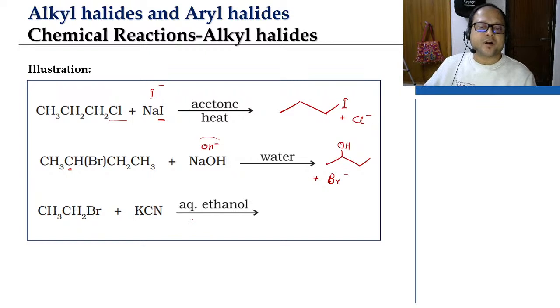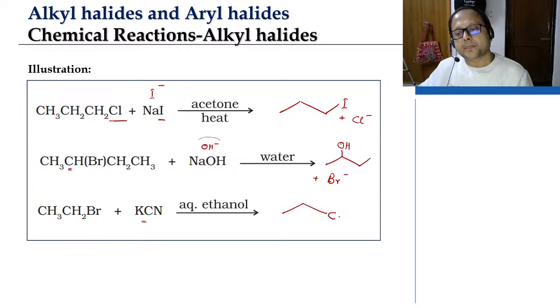Right. Now you have got aqueous ethanol as a solvent and you are dealing with potassium cyanide. So potassium cyanide means carbon is the attacking atom, because cyanide is an ambident nucleophile. So in case of KCN, you get bromine replaced by cyanide. So from 2 carbons, now you have got 3 carbons. So it can be used as a step up reaction.